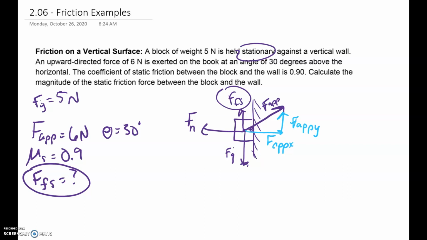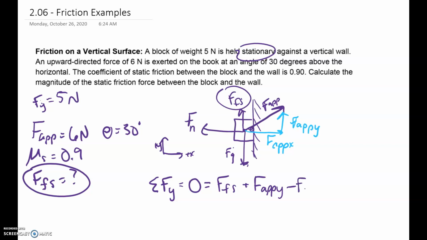Alright, so we want to solve for the force of static friction. So summing my forces vertically, I didn't set up a coordinate system. We'll call upward positive y, we'll call rightward positive x. So summing my forces, we're in equilibrium, so mass times acceleration is 0. We've got 2 upward forces, that's the force of static friction, what we're solving for, and the y component of my applied force. Alright, and we've got a negative force of gravity.